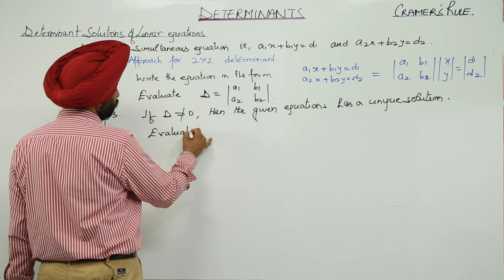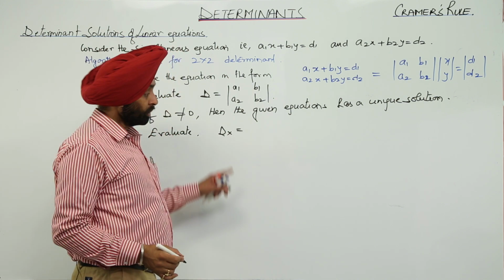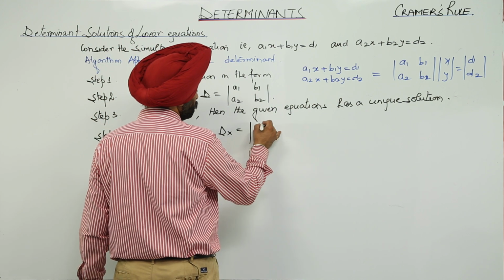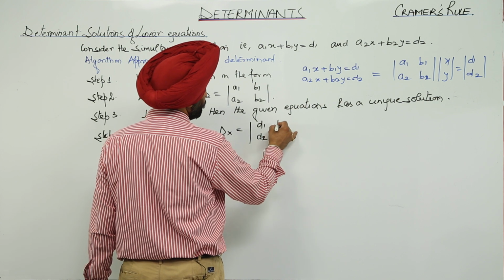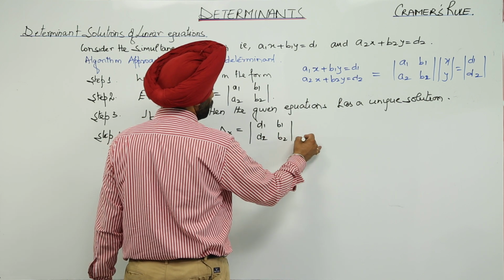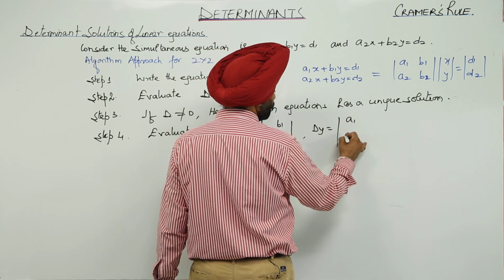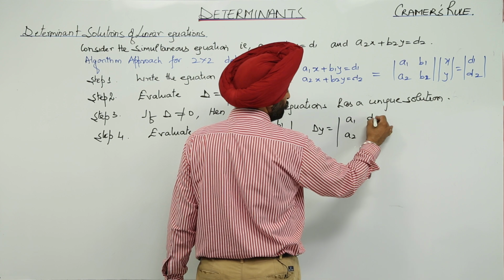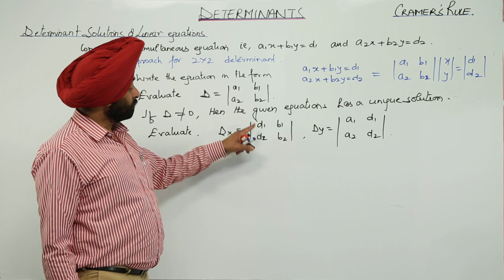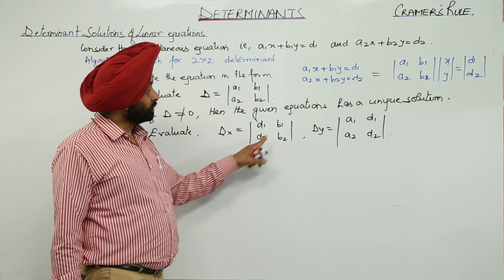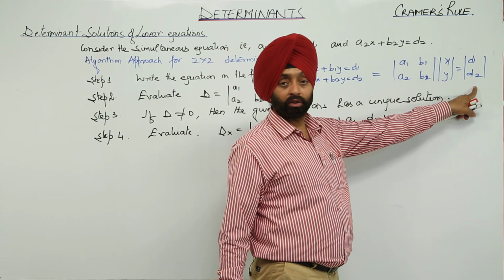Step 4. Now, step 4 is very important. Evaluate. Now, we are having two new terms, that is Dx and Dy. In the Dx, in place of the first column, I am writing d1 and d2 and then b1 b2. And for Dy, in place of the first column again a1 a2 and second column d1 d2. Is it clear? So, the first column is replaced with which part? With the constant terms, and same for the second column, again with the constant terms.